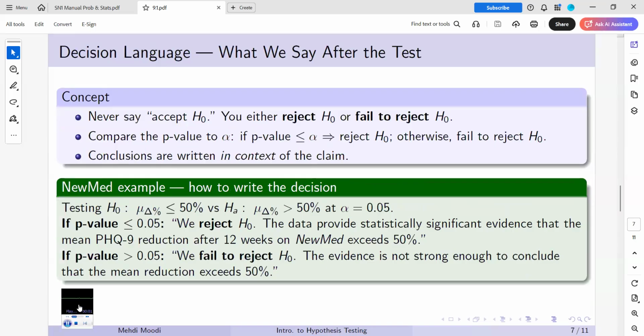Decision words matter. We never accept the null hypothesis. In the court of statistics, we don't say innocent, we say not proven guilty by this evidence. So if p is below alpha, we reject the null. If not, we just say we don't have enough statistical evidence to reject the null. Courtroom vibes, but with fewer objections and more calculators.